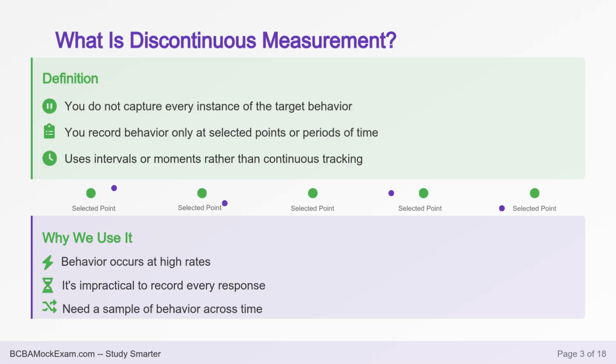Let's define it clearly. Discontinuous measurement means you are not capturing every single instance of the target behavior. Instead, you only record behavior at selected points or within certain intervals of time. You're using slices of time, intervals, or check moments, instead of continuously tracking behavior from start to finish. We typically use these methods when behavior occurs at very high rates, when it's impractical to count every response, or when we just need a representative sample of behavior across time. So, in your mind, link discontinuous measurement with sampling rather than continuous recording.